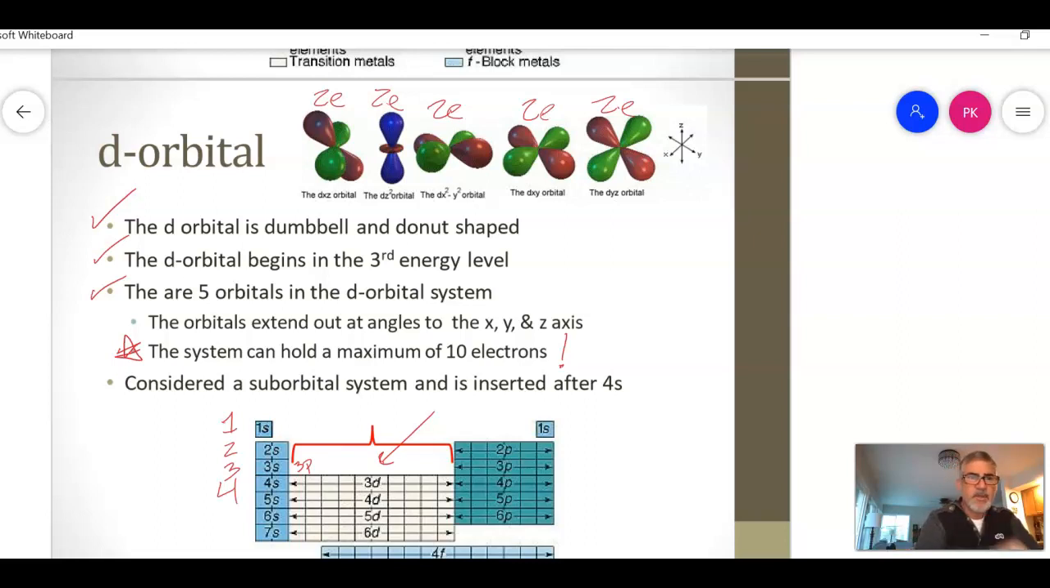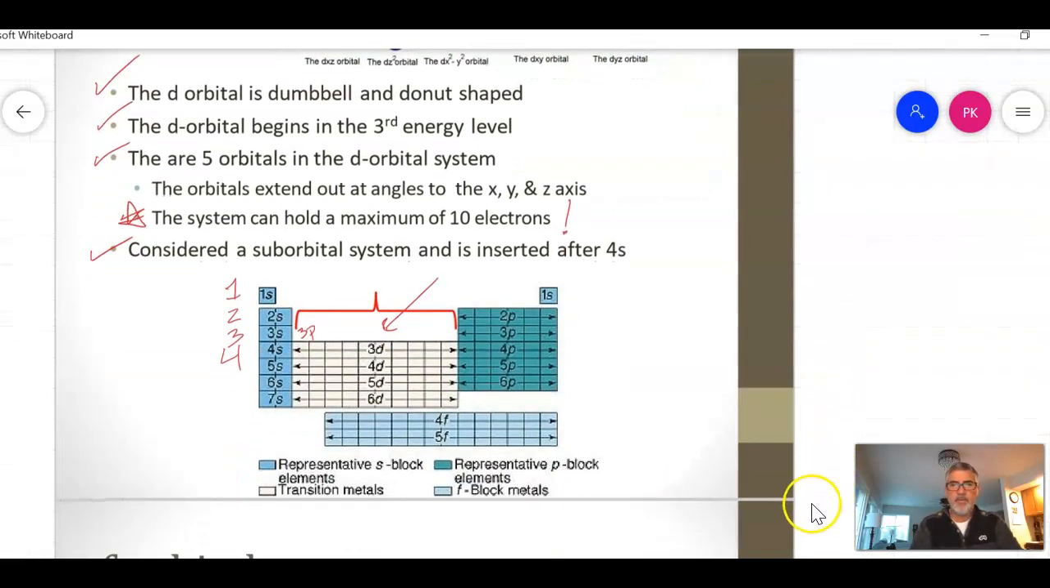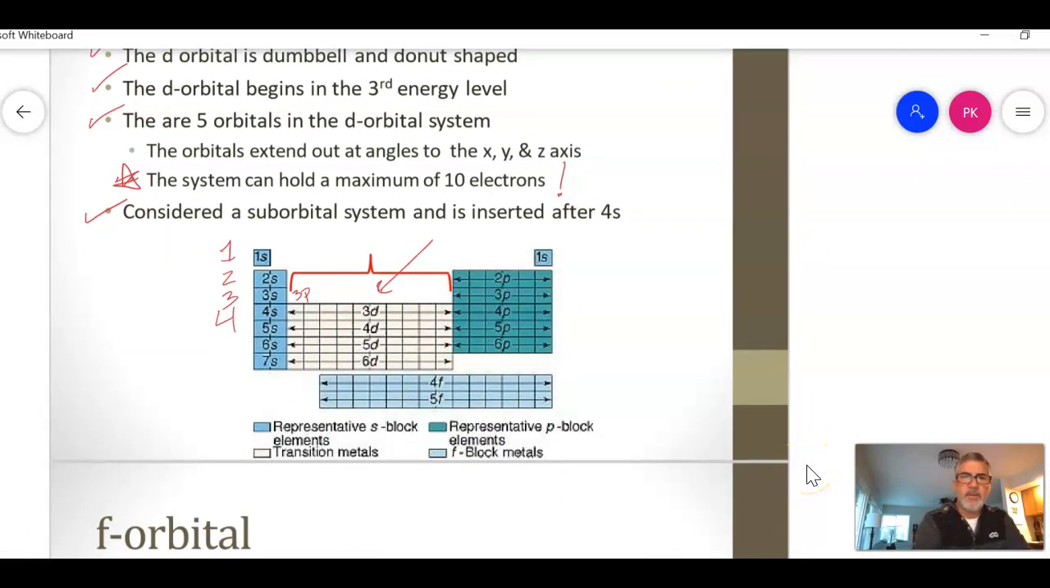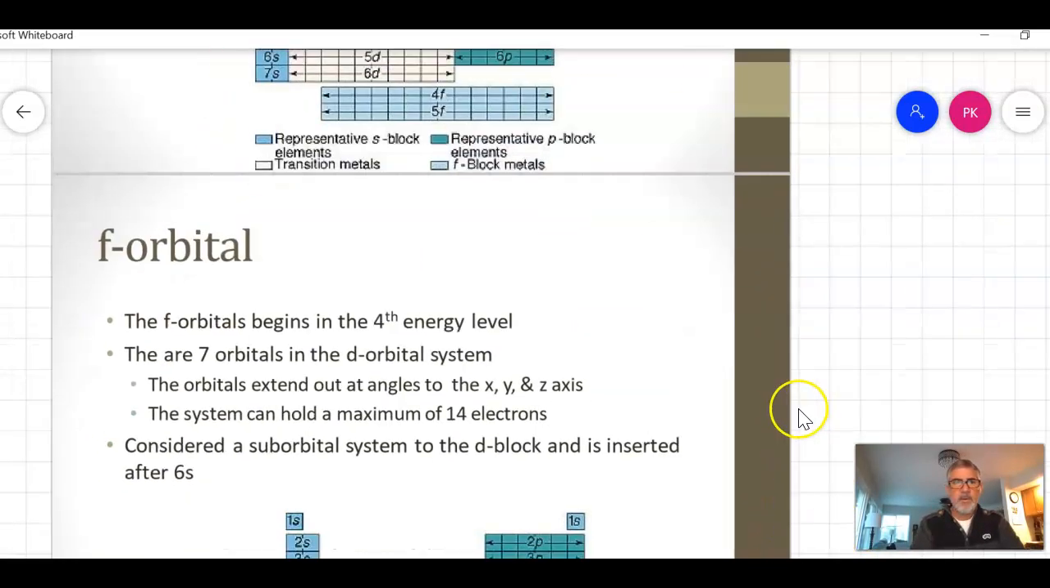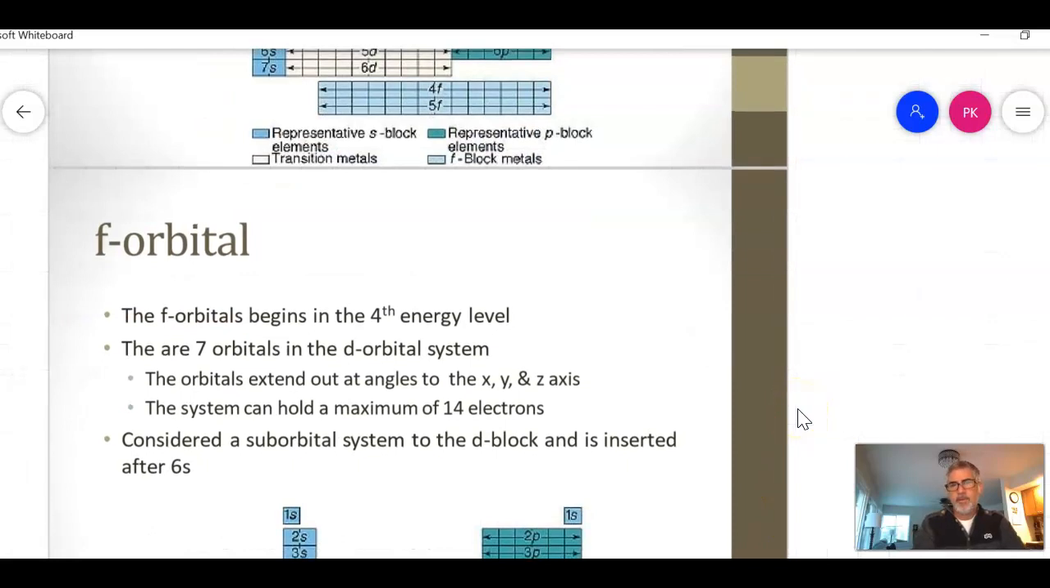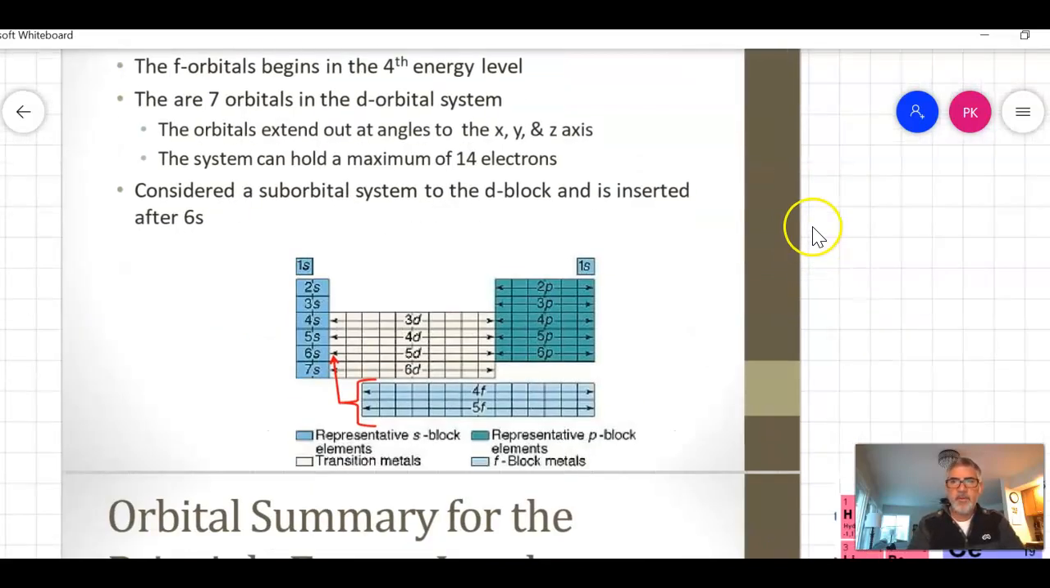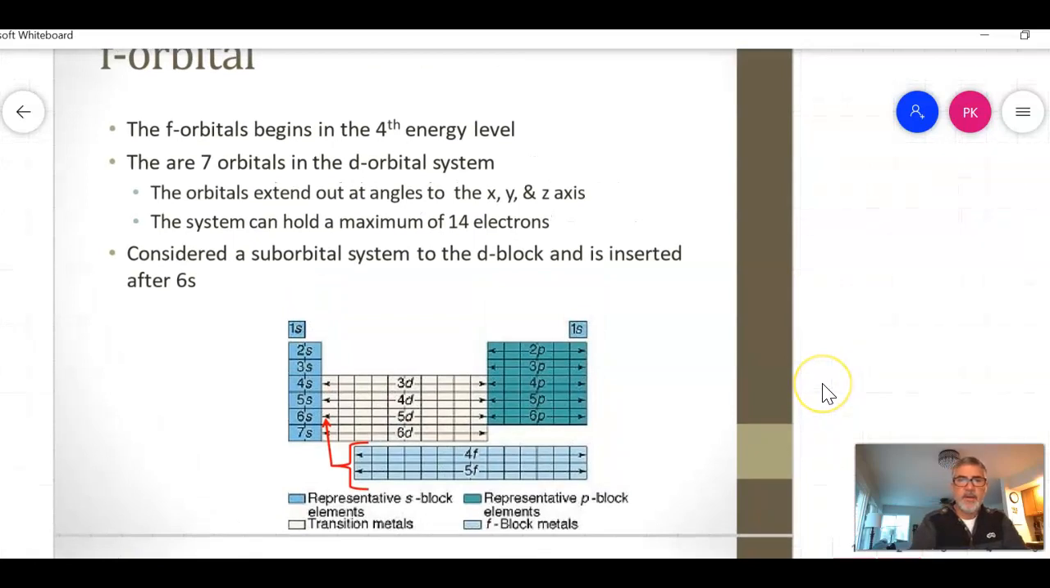It's considered a suborbital to the 4s. So after 4s, then we get our 3d. In the next lecture, we'll go into that more. But those are our transition metals. And then we get our f orbitals. Our f orbitals are down here in the rare earth elements.